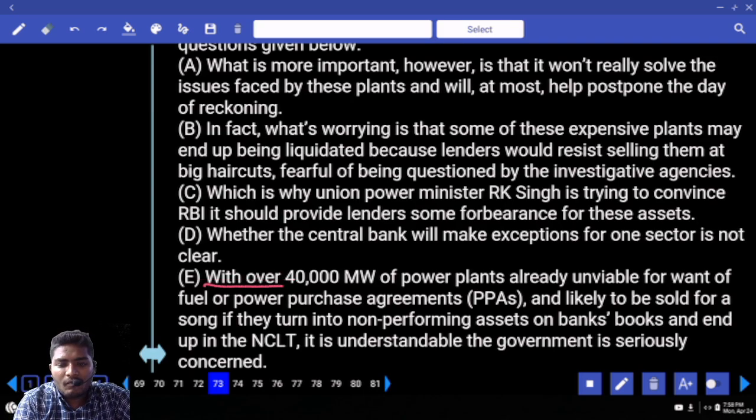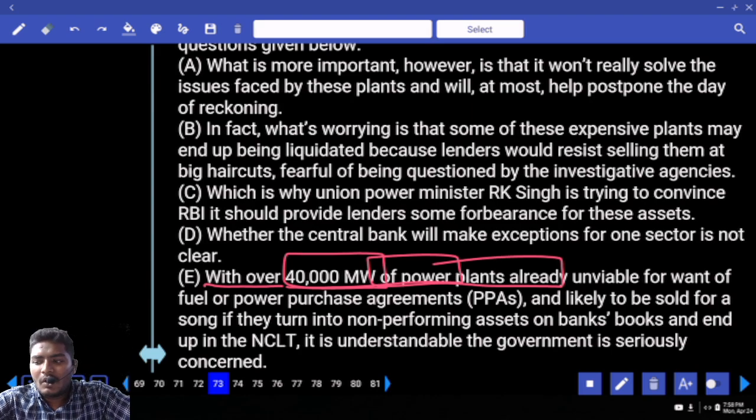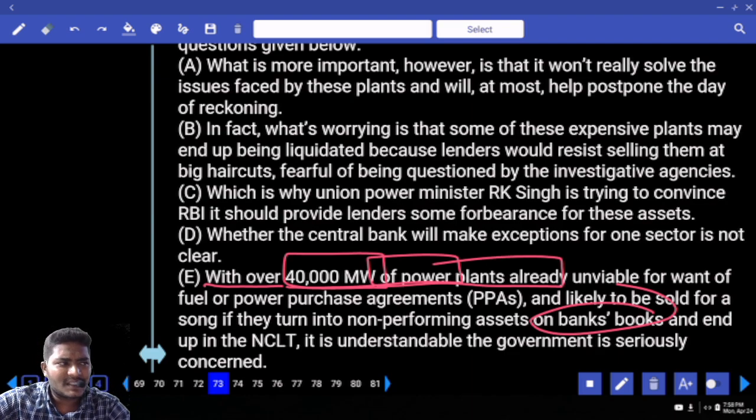With over 40,000 megawatts of power plants already unavailable for want of fuel or power purchase agreements and likely to be sold for a song if they turn into non-performing assets on banks' books and end up in the NCLT. This is understandable. The government is seriously concerned. Now, are we speaking about power plants which are less expensive or more expensive?